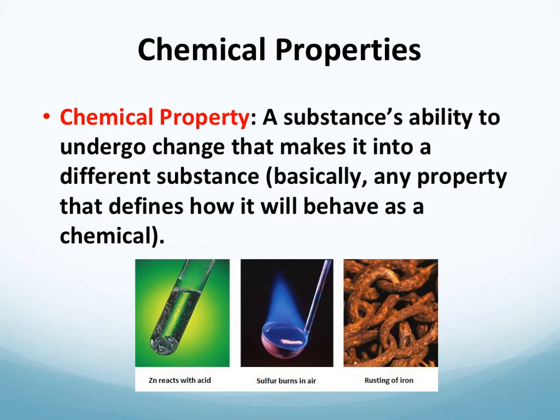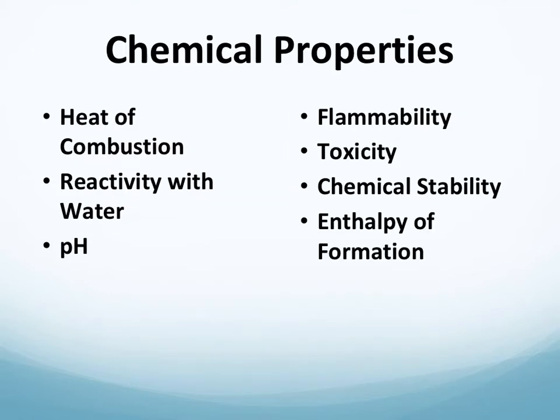I know that sulfur can burn in air. That would be a chemical property of sulfur. And again, I could only observe that by actually burning the sulfur, which would change it to something different. And then here, iron rusts or oxidizes in air. So this would be a chemical property of iron, again, that I can only observe by actually causing rusting to occur. So here are some other examples.